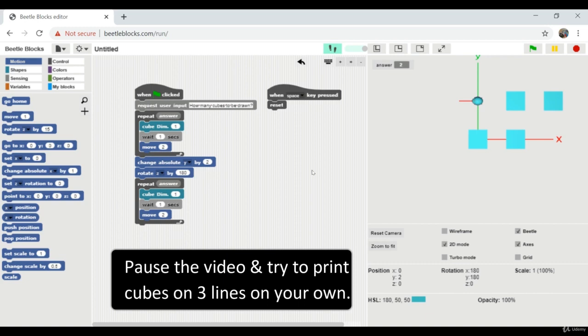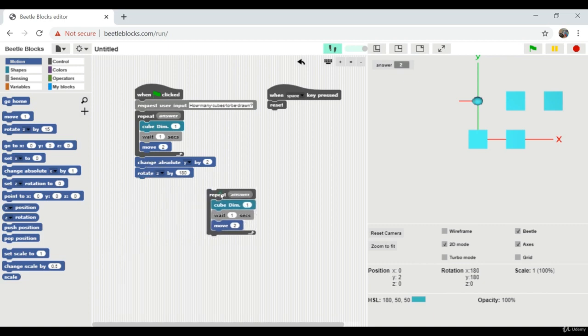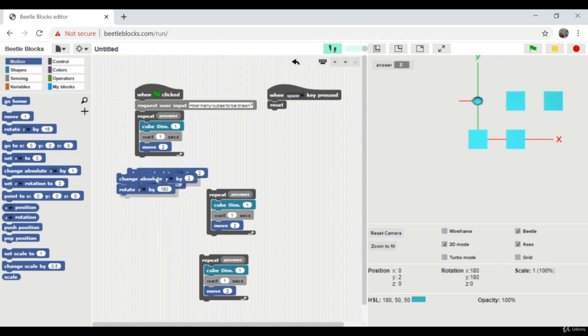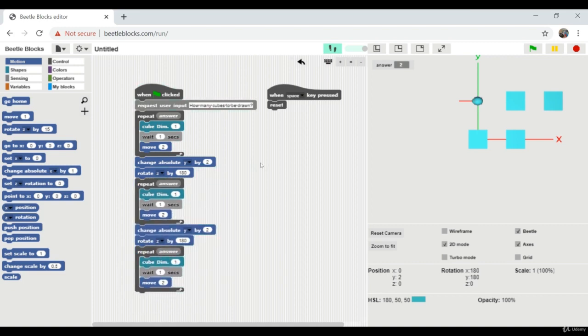Now let's try to do this 3 times. If you want to do this 3 times, we need to repeat this again. So this is what we would like to do. First we will make 2 cubes, then we'll move on the y-axis by 2, and again we'll make 2 cubes, and then again we'll move on the y-axis by 2, and again we'll make 2 cubes.